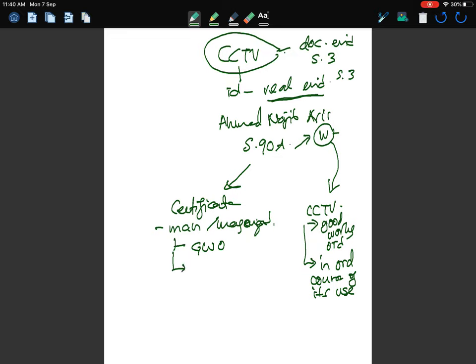who manages that particular CCTV to say that the CCTV is in good working order and that CCTV is running in the course of ordinary use. So it's either you produce a CCTV, you produce a witness, or you produce a certificate confirming that.